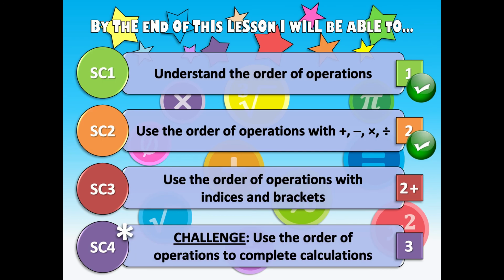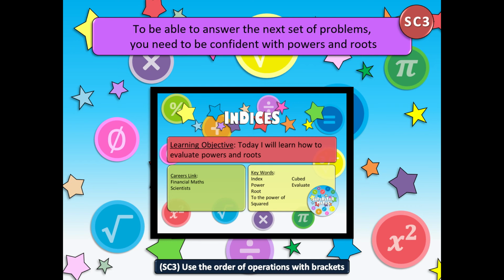Now we've completed success criteria 2. So now we're going to move on to number 3, and this is to use the order of operations with indices and brackets. If you struggle with indices, have a watch of our video on indices to help you remember what to do.